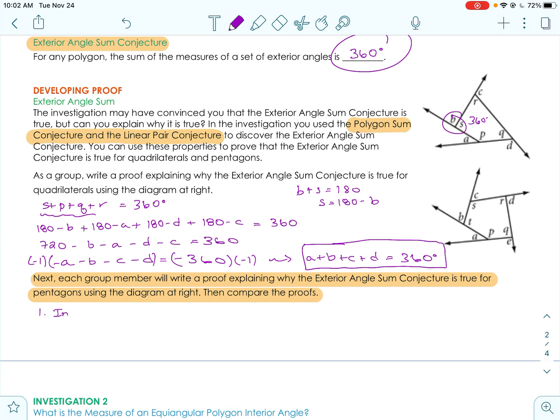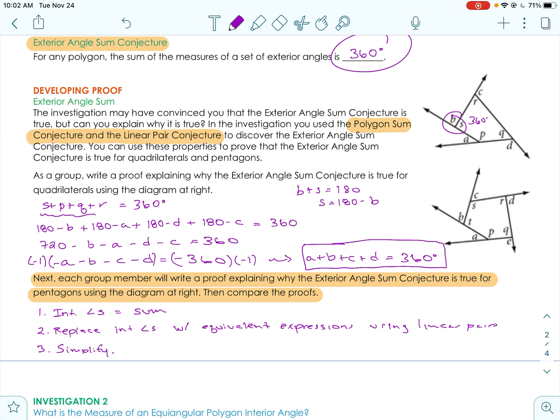So step 1, interior angles equal what sum? Step 2, replace interior angles with equivalent expressions using linear pairs. Finally, step 3, simplify.